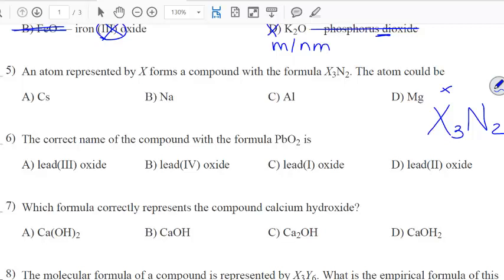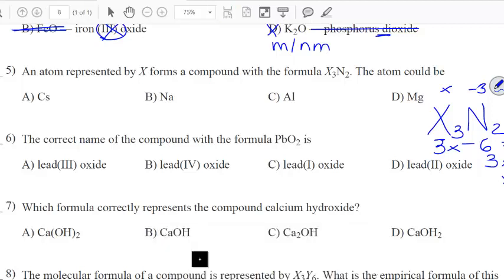Remember, the non-metal has to be negative. So this gets a -3 from its box. Bottom times top, 3x. Bottom times top, -6 equals 0. 3x equals 6, x equals 2. So now we have to figure out which of these 4 choices can have a charge of 2.